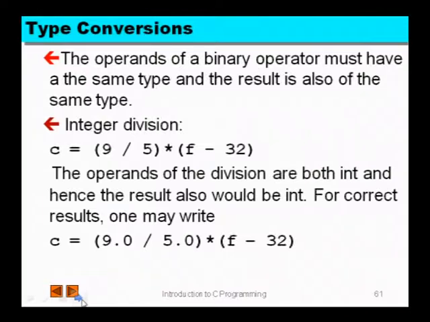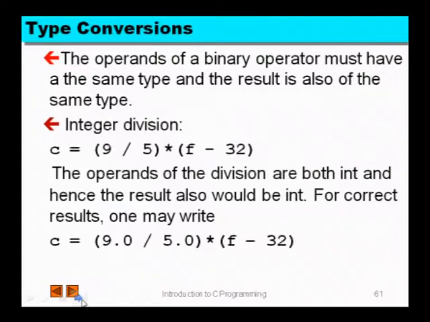Then, the operands of a binary operator must have the same type, and the result is also of the same type. Sometimes we use one variable of type integer and one variable of type float. What will be the type of the result? It may be integer or it may be float, we may not know. So we need to specify that. We call it conversion.